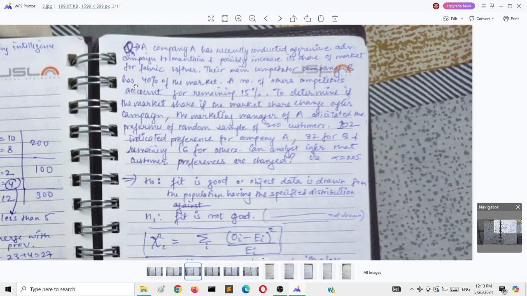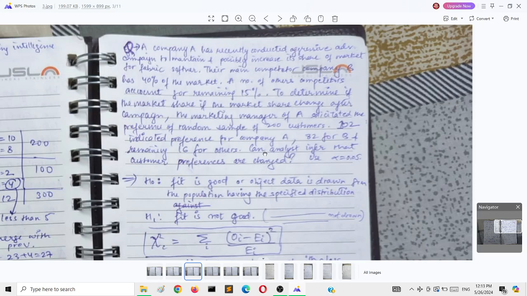The main competitor actually has 40% of the market, and the remaining ones have 15% of the market, right? So they did a survey in which they took 200 customers and asked which fabric softener they would like. 102 customers wanted their product only, 82 wanted the B product, which is their competitor, and 16 wanted some other product, which is out of the competition, right?